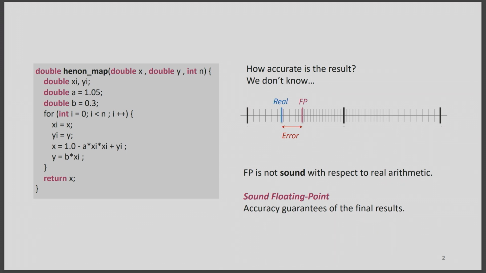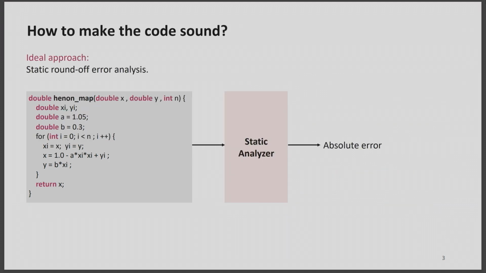on the final result that you get with this floating point. So basically bounding the error that you get at the end. So how do we do this in reality? Well, the ideal approach is to have a static analyzer that gets the code. Maybe you have some preconditions on the variables, and then you get an absolute error of the result at the end. And this is very nice.